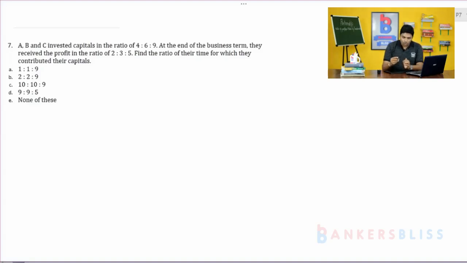One thing we know, in the previous problem I had told you, profit is directly proportional to investment. In that problem, the time period was the same. But here, the time period is different. So profit is proportional to investment into time period. Profit is proportional to investment into time period.